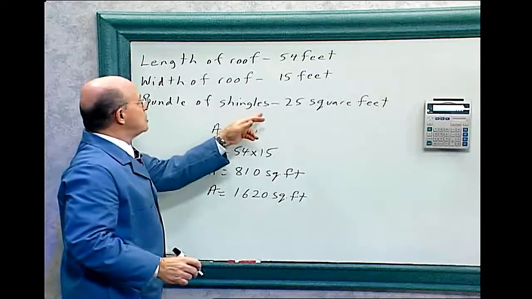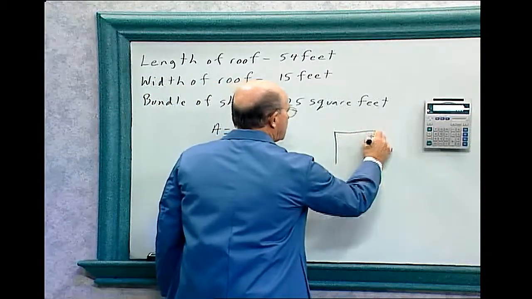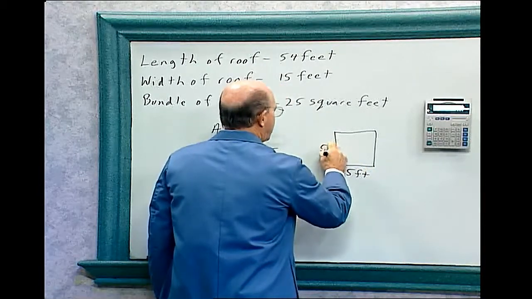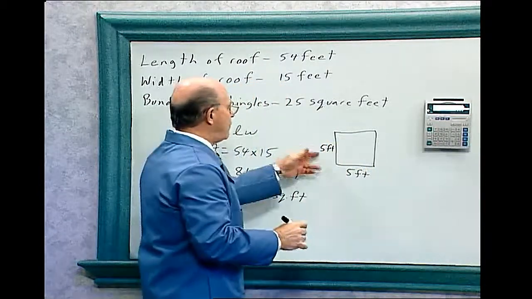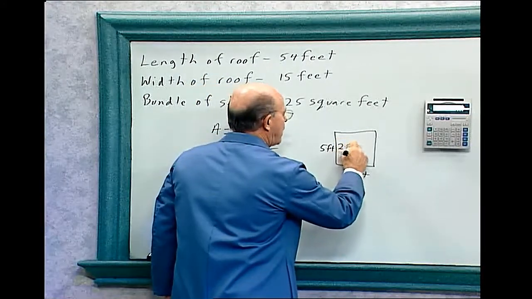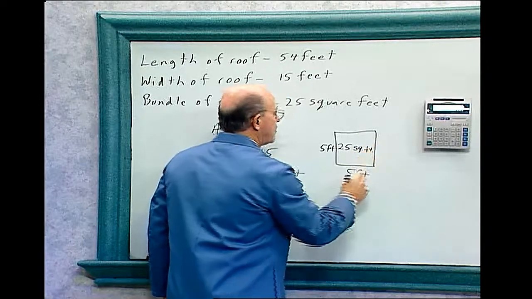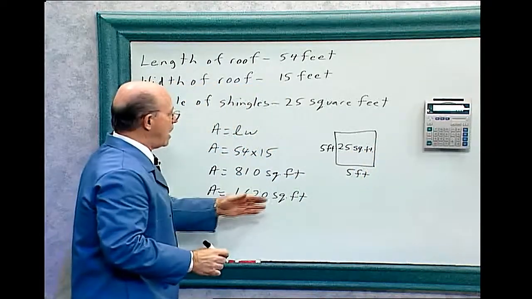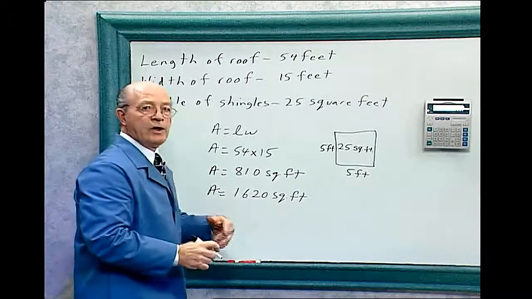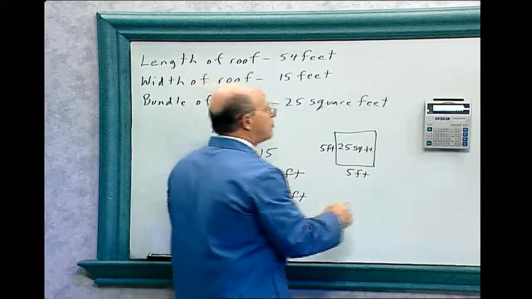Now the bundle of shingles covers 25 square feet, and that would be an area. 25 square feet is 5 feet by 5 feet. 5 feet times 5 is 25 square feet. So this is 25 square feet. So all we have to do then is divide 25 into 1,620 square feet. That would tell us how many bundles of shingles are required to cover that roof.